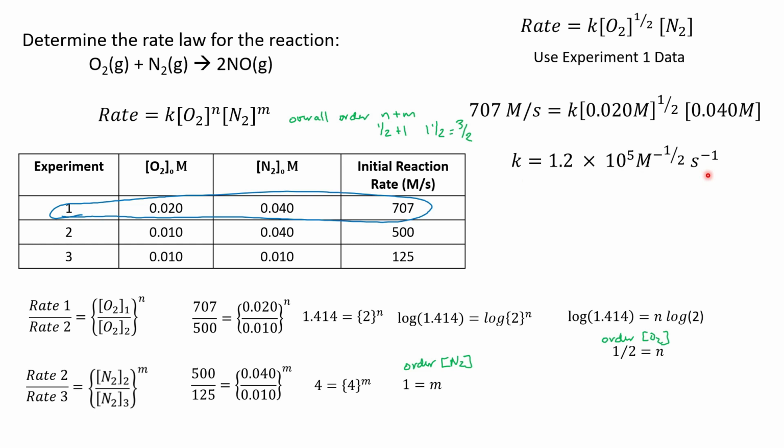Now that I know my value for k, I can write my complete rate law. And down here is my complete rate law. It's a little bit long this time. So I plug in my value for k. I make sure that I plug in for my value of n, and of course m is equal to 1. So this is my rate law.